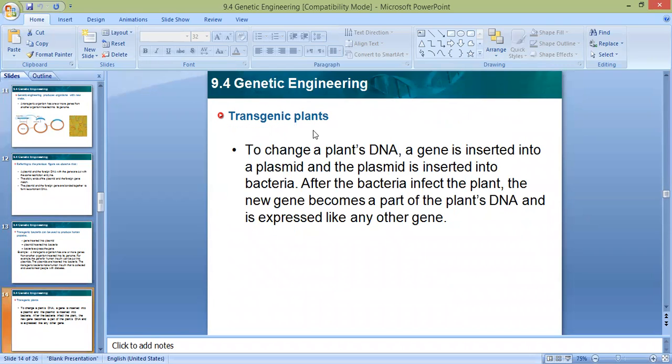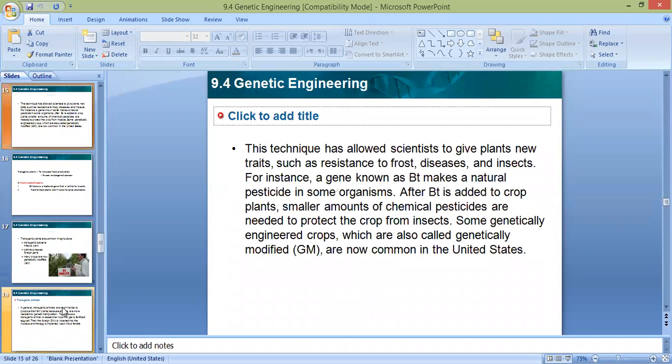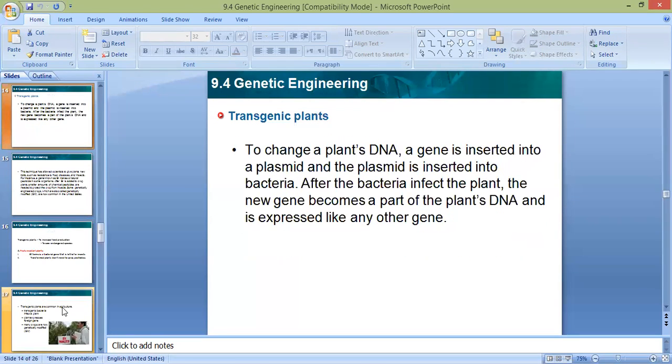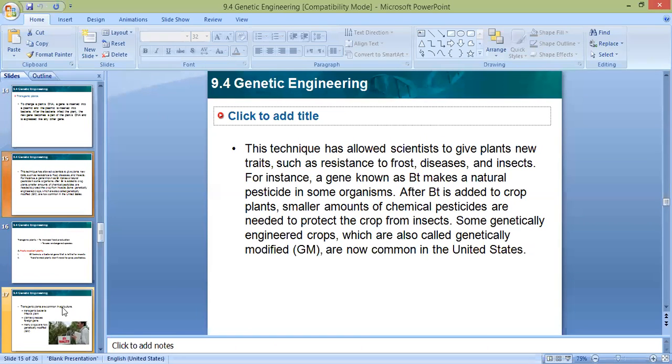We said there are examples of transgenic organisms, like transgenic plants, okay, and transgenic animals. With transgenic plants, it's easier to change the gene in a plant. It is inserted into the plasmid, then the plasmid is inserted into the bacteria. Then they let the bacteria infect the plant, and the new gene becomes part of the plant's DNA. And it will be expressed, of course.